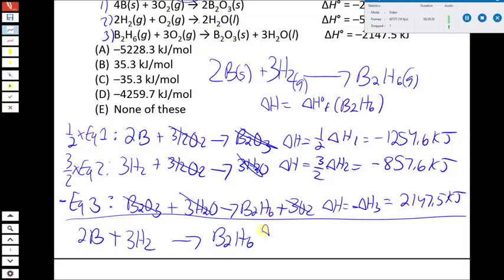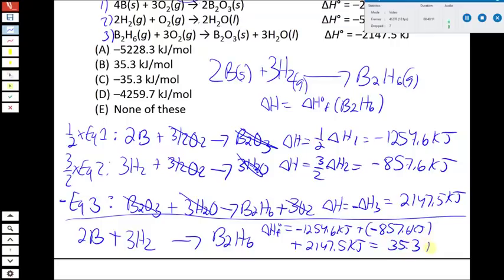And then the delta H for this, which is delta H of formation of this compound, is going to be just these three numbers added together. Minus 1254.6 kilojoules, plus minus 857.6 kilojoules, plus 2,147.5 kilojoules. When we add those all together, we get a positive 35.3 kilojoules per mole, or just kilojoules. It's fine. This can be thought of as kilojoules per mole because it's 1 mole of substance, as it should be. All right, so we got 35.3. That's answer choice B right there.